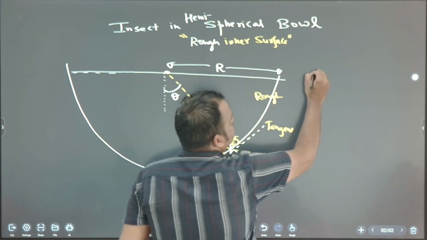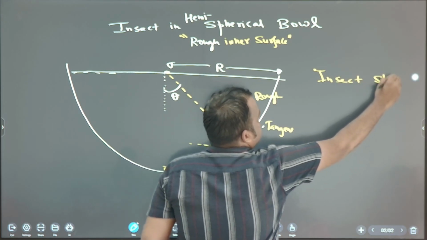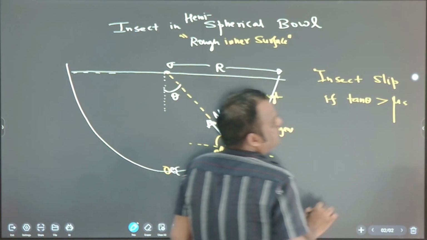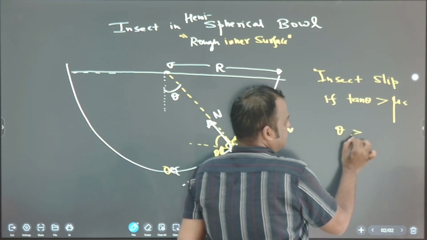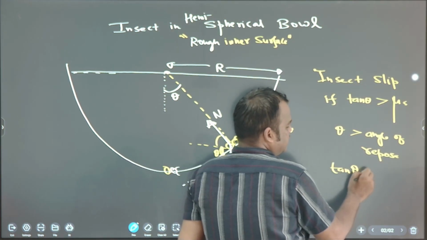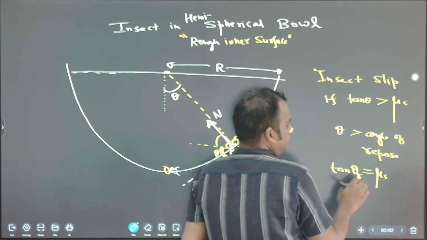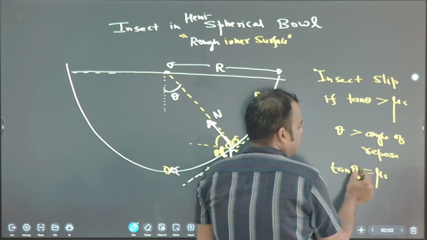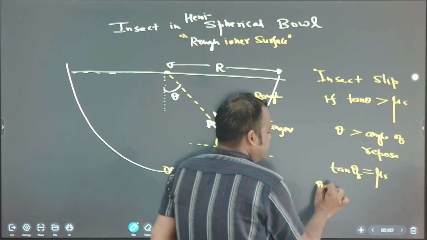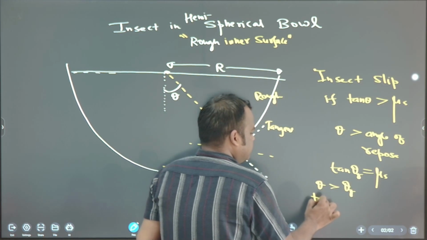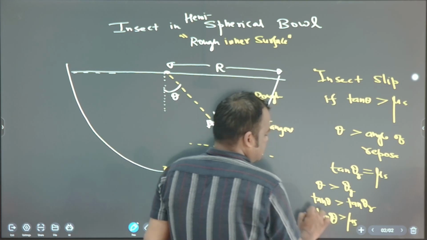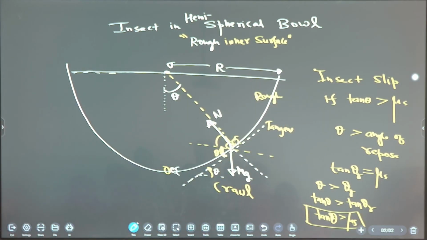So it will slip. The insect slips if tan theta is greater than mu s. You remember angle of repose? Theta is greater than the angle of repose. And what is the angle of repose? Tan theta r, the angle of repose, is equal to mu s. Since theta is greater than theta r, it will slip. That means tan theta is greater than tan theta r, or you can say tan theta is greater than mu s. Okay, note down: tan theta is greater than mu s.